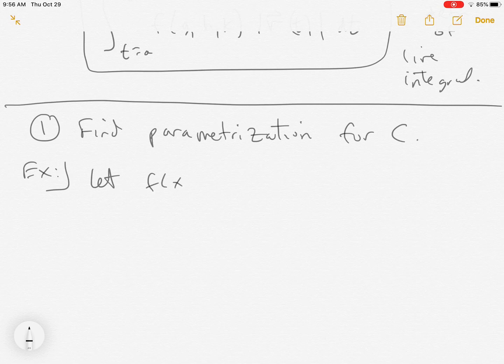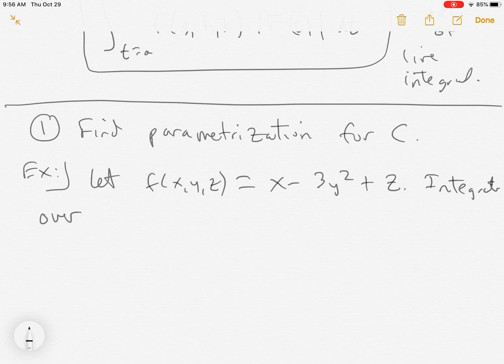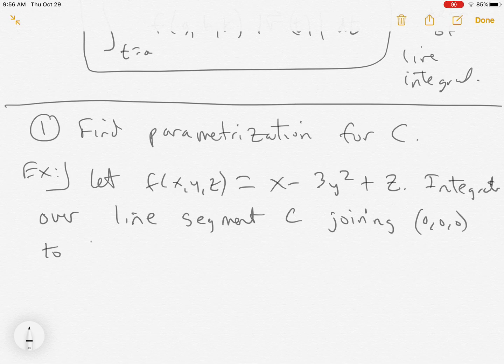Let f of x, y, z equal x minus 3y squared plus z. And we want to integrate over the line segment C joining the origin to the point 1, 1, 1.